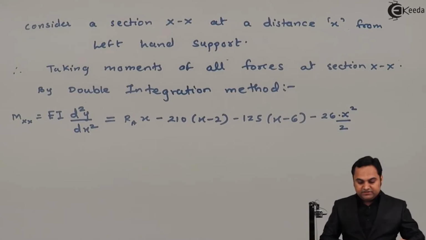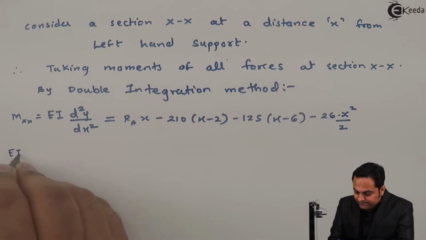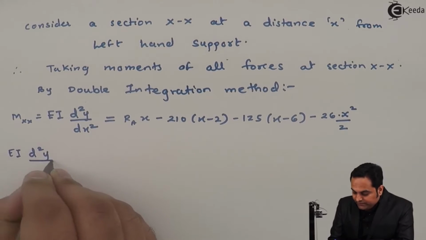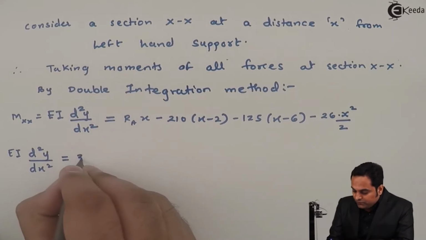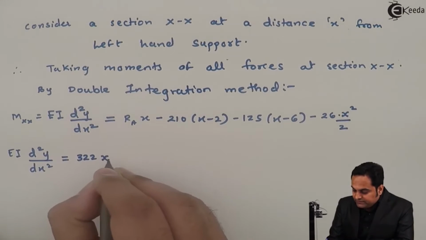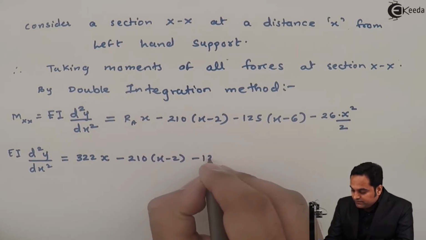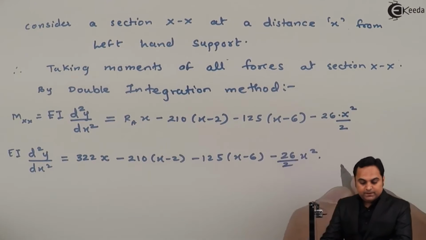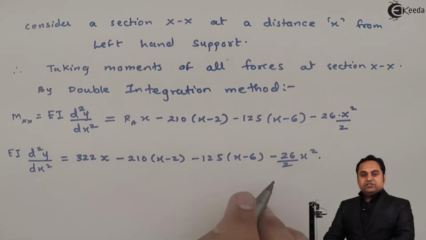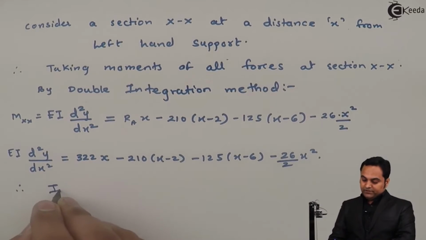Now after reaching this stage, I'll write it again: EI d square y by dx square is equal to the RA value, which is 322 x, minus 210 into x minus 2, minus 125 into x minus 6, and minus 26 by 2 x square. Next, after I have reached here, I will integrate this equation.